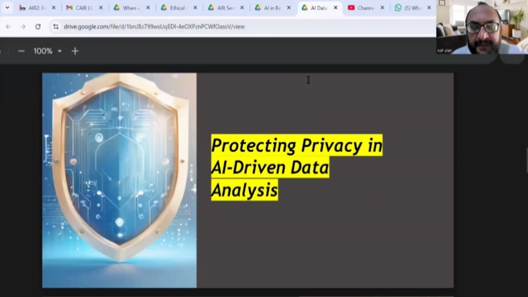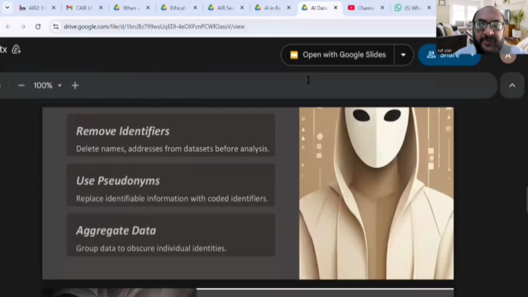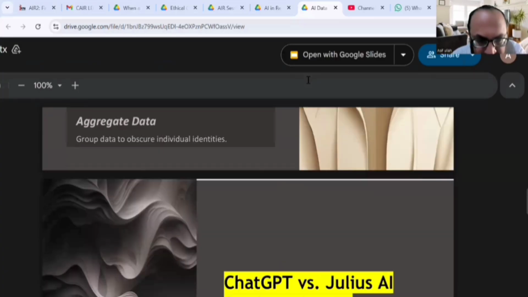Protecting privacy in AI-driven data analysis is very crucial, and you have to anonymize your data by removing identifiers like names and addresses from datasets before subjecting them to analysis. Use pseudonyms to replace identifiable information with coded identifiers, and aggregate data, that is good, to obscure individual identities.